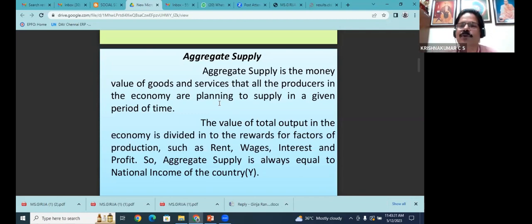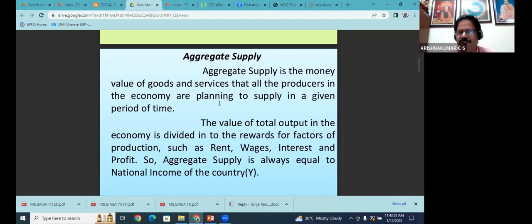They have to understand, they should get a clear-cut idea. Then you can come to the generalization. You can say that hundreds or thousands of producers are there in the economy. Each one will have a plan about how much goods and services they have to produce. And they have to put it into the market. The money value of all those goods and services we call aggregate supply. Go in that way. Don't simply give the definition directly.